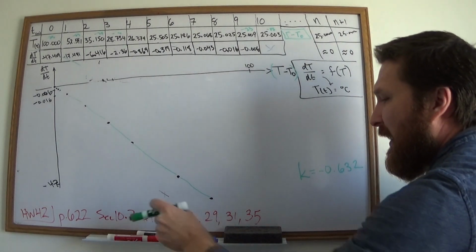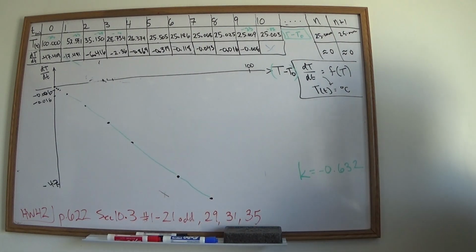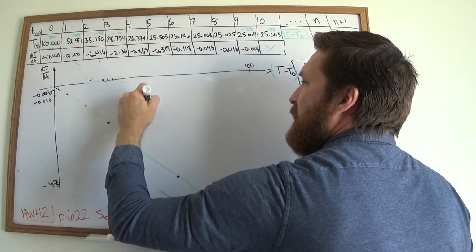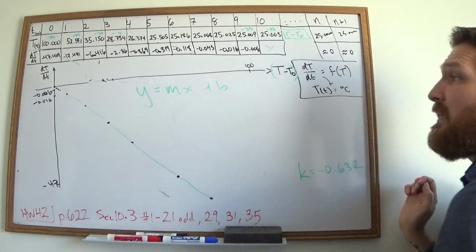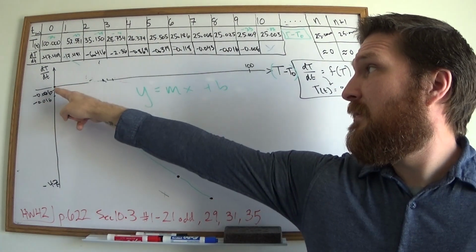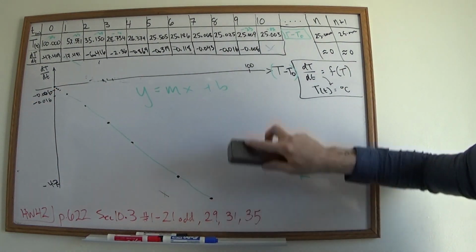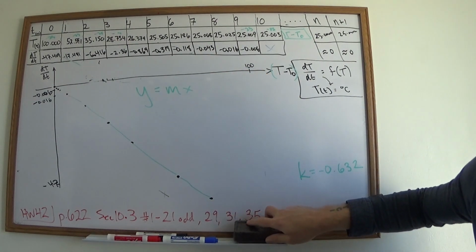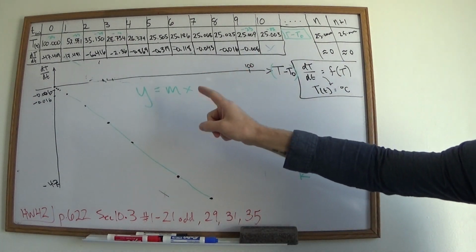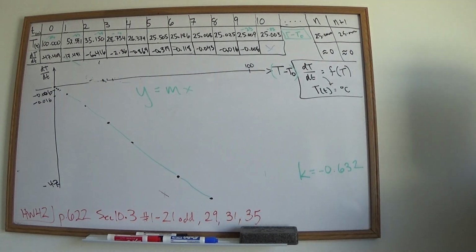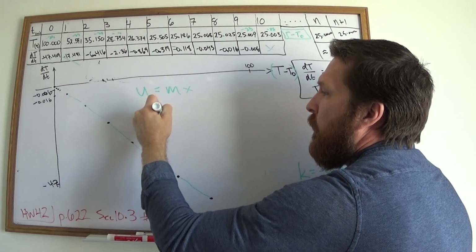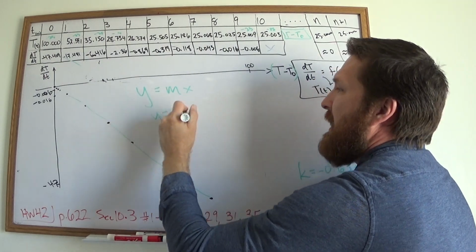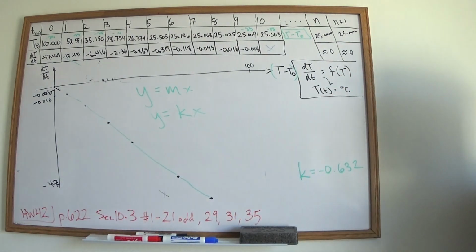So now, finally, we say this green thing is a line. Therefore, it has the form y equals mx plus b. But look at what the b is. The b is 0. So I'll just say this line has the form y equals mx. What's its slope? Negative 0.6. Yep. So it's k. y equals kx, whatever we got for k.